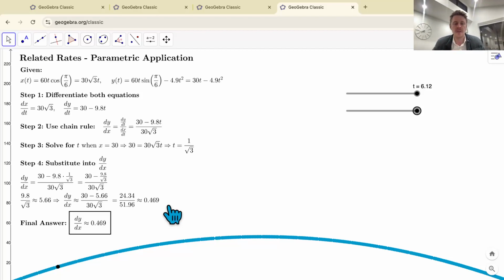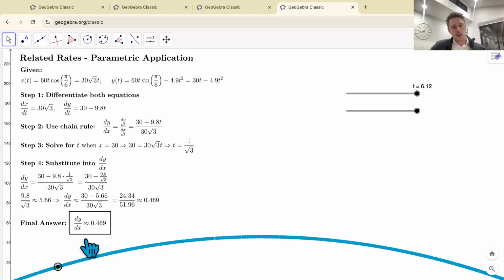And so what that means in practical terms is for every meter that we change horizontally, we get 0.469 meters vertically at that instantaneous moment when it's 30 meters horizontally. And it's unitless because it's a change in vertical height divided by a change in horizontal height, which is meters divided by meters. So it makes sense that it doesn't have any units.